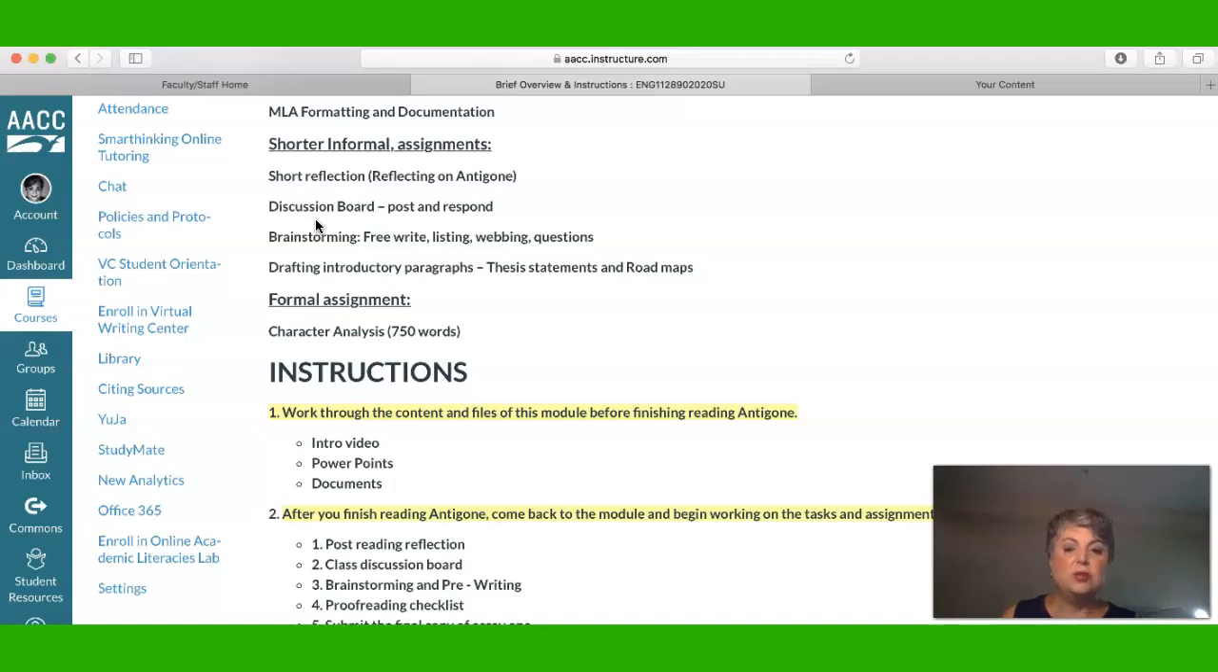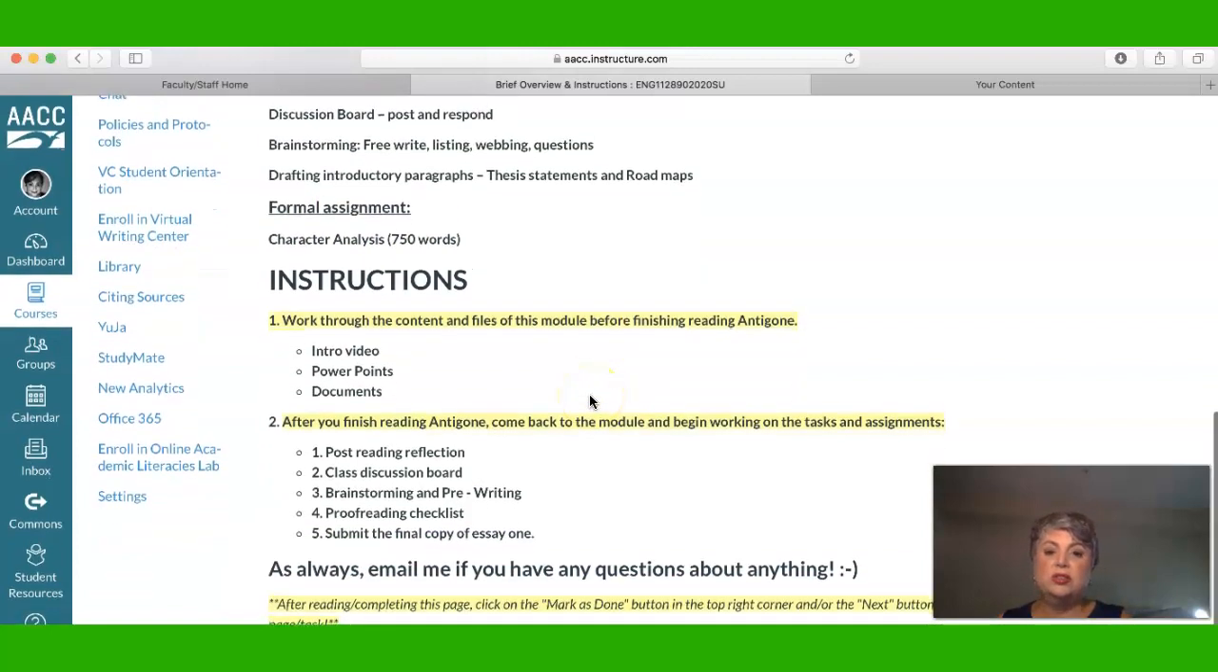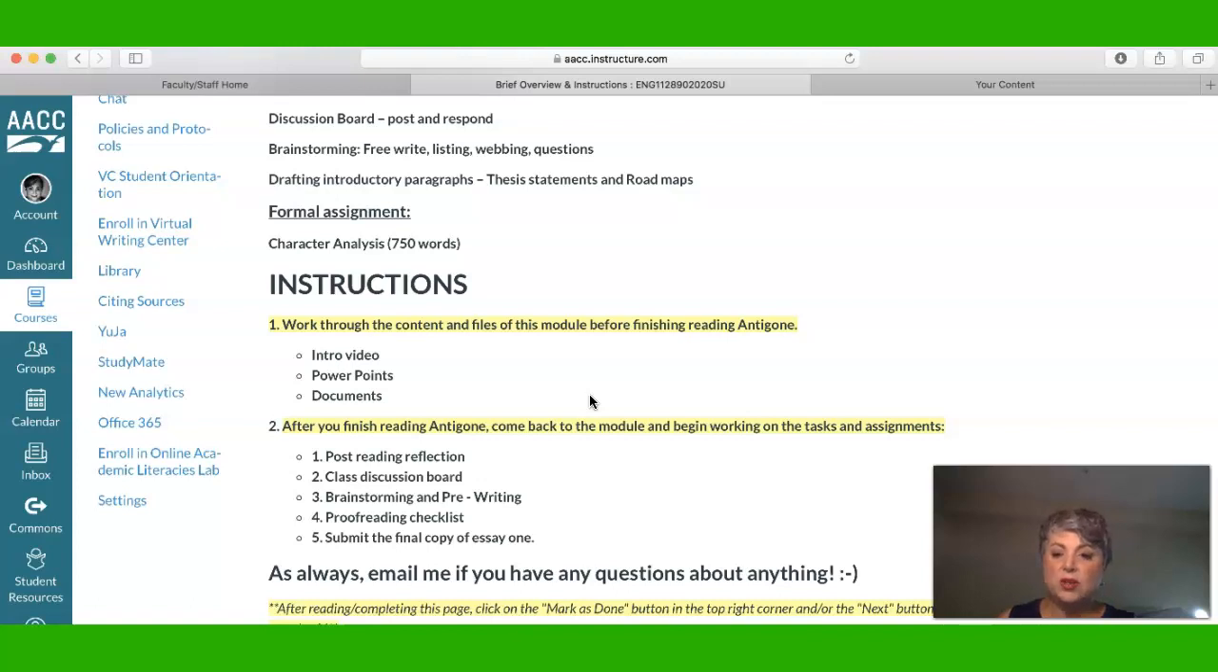So you'll have a discussion board every week. We are going to have a short brainstorming task or assignment. That's a step in the writing process. You'll be submitting a draft of your introductory paragraph, and then your culminating formal assignment will be your Essay 1, a character analysis of Antigone. Again, you're going to focus on analyzing one character, either Antigone or King Creon, the two main characters of the play.